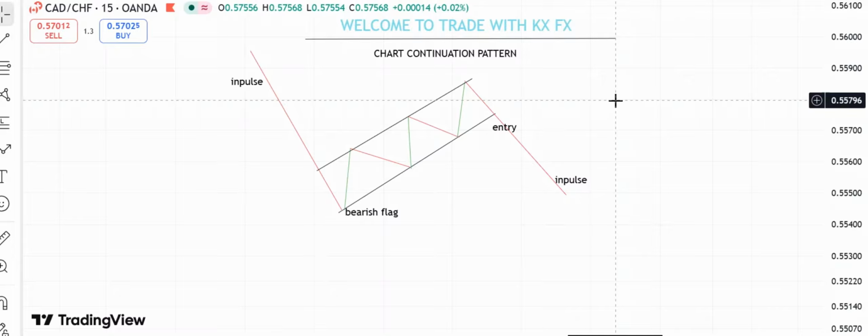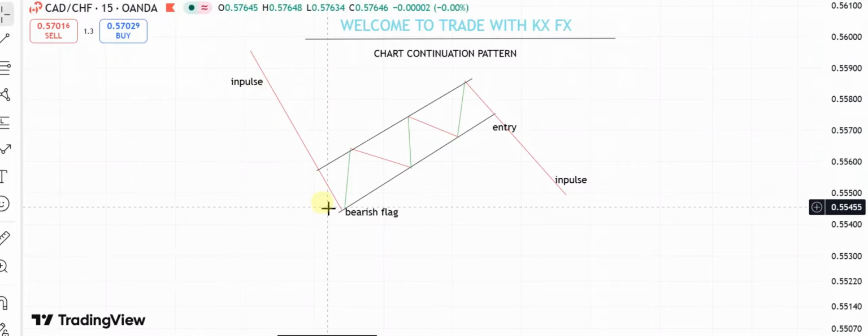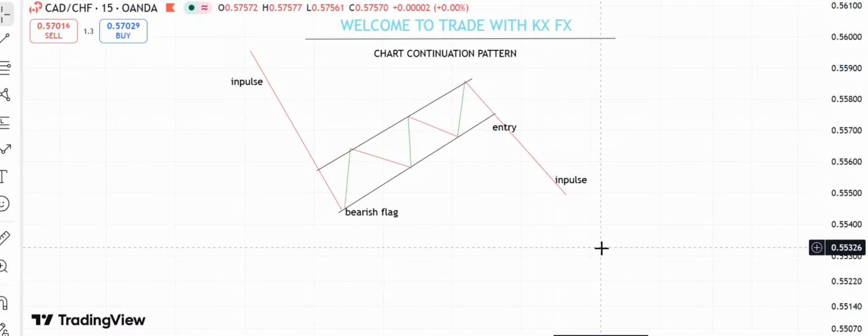And whenever your emotion is messed up, you will see yourself making a lot of mistakes. So this is an impulse move, sold, pull back to continue the previous move. And number two, we have bearish pennant.